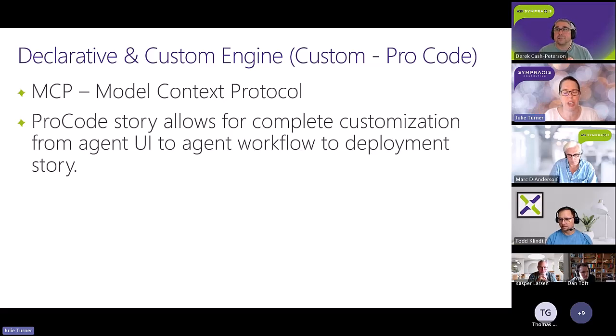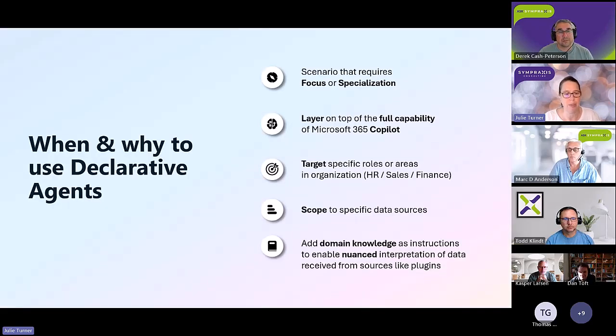The pro code story here is that complete customization from end to end. And so we sort of have two models. There's declarative agents, and I'm leaving these slides in so you can go back and look at them. I'm not going to go over them. I'm just going to let them build really quickly because we stole these from the Microsoft deck. These are the when and why to use a declarative agent and why you might want to.